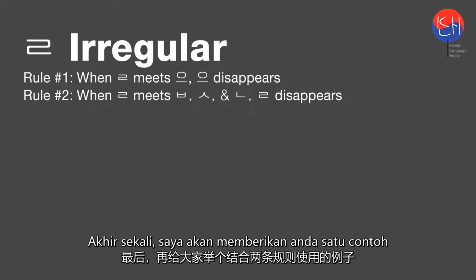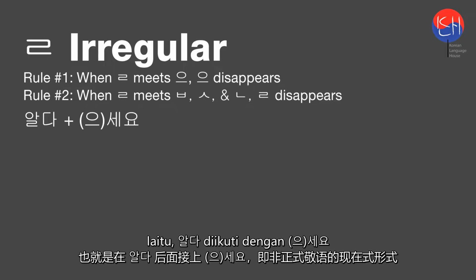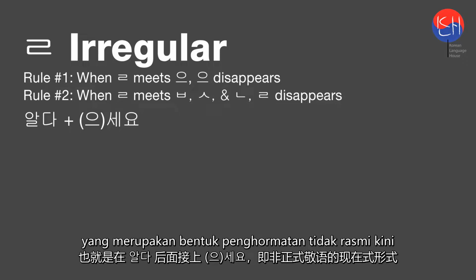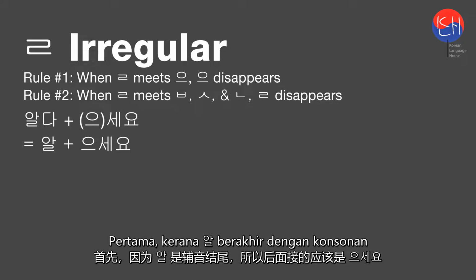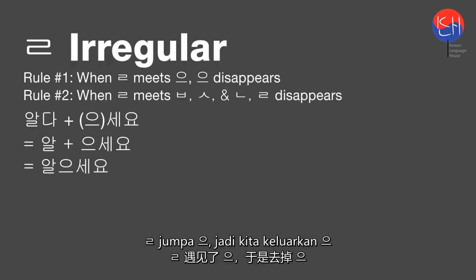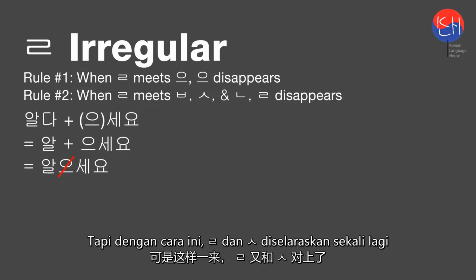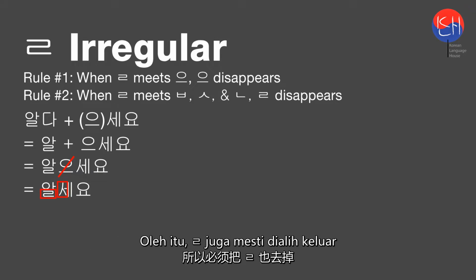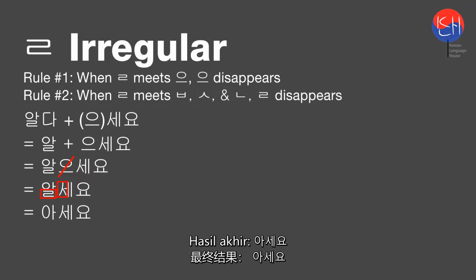Here's another example that combines both rules. Let's try conjugating 알다 to 으세요, which is the informal polite present tense with honorifics. First, we're adding 으세요, since 알 ends with a consonant. And now, since ㄹ is followed by ㅇ, this means ㅇ will have to go. This leaves us with 알세요, which puts ㄹ and 시옷 back to back. And this means we have to drop ㄹ. And there we have it, the final result, 아세요.